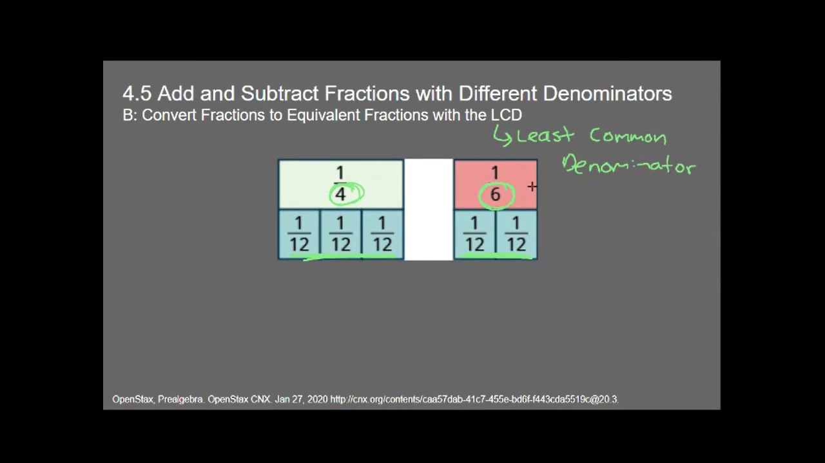Okay, so it's the lowest number that is a common multiple of both of them. Now, if you end up with something that is not the least, but it is common, you generally will still be able to work with it. You'll just have to reduce later. So it's always beneficial to find the least common denominator.